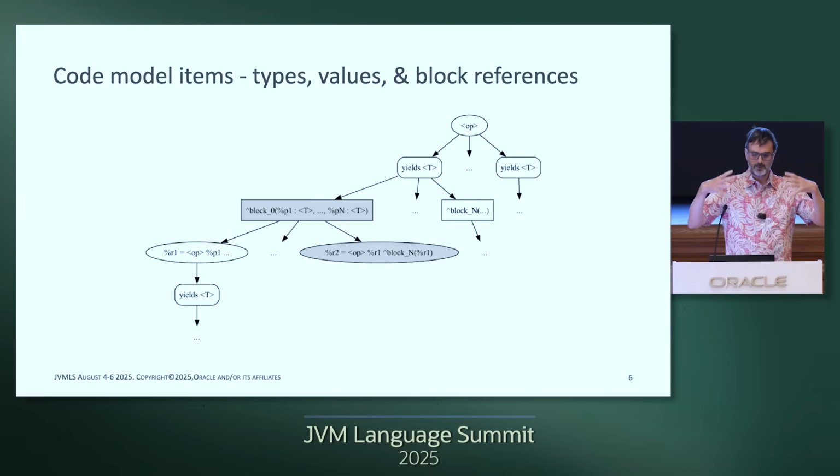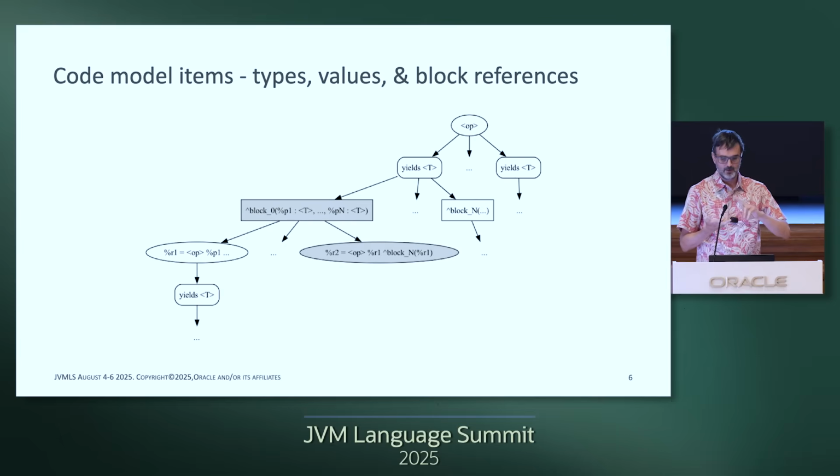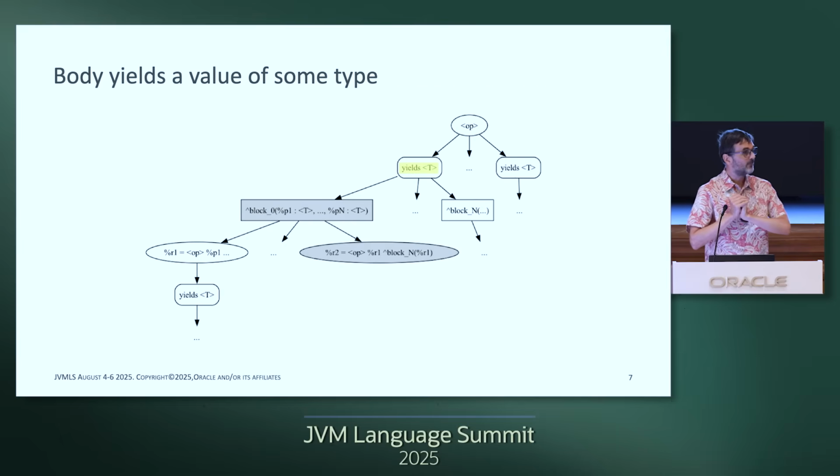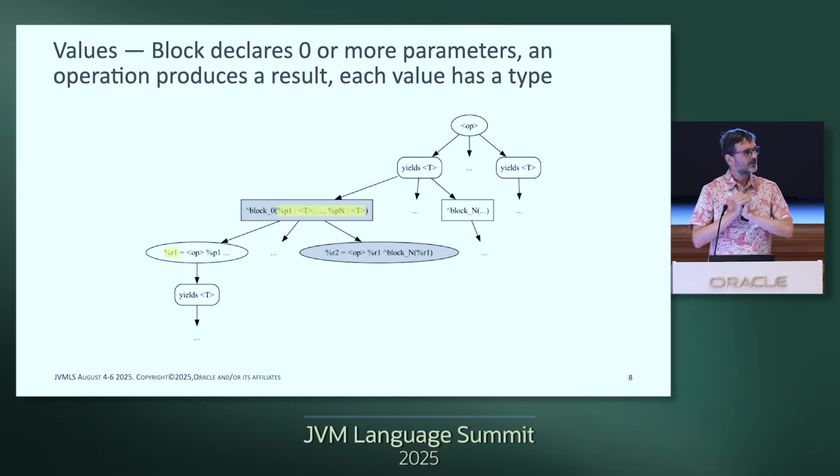So I should step back up. Beyond the nodes, we have three types of code model items. One is types, value, block reference. A body will yield a value of some type, and a block can declare zero or more parameters. And an operation can produce a result, each of which has a type.